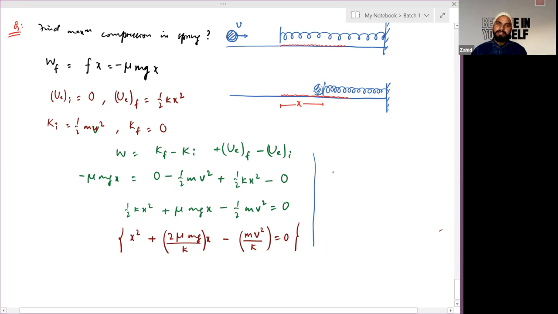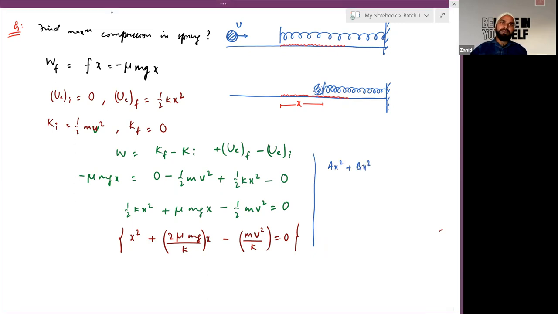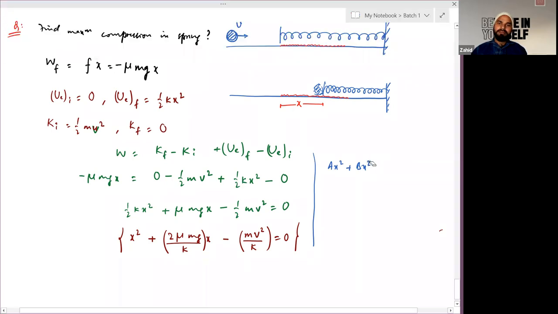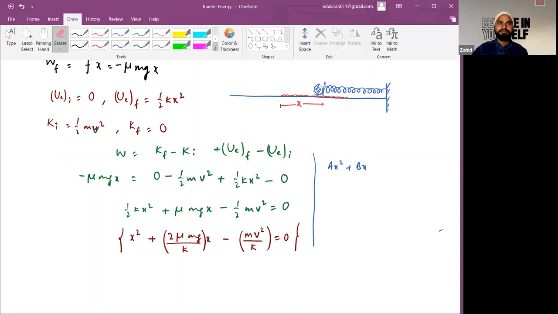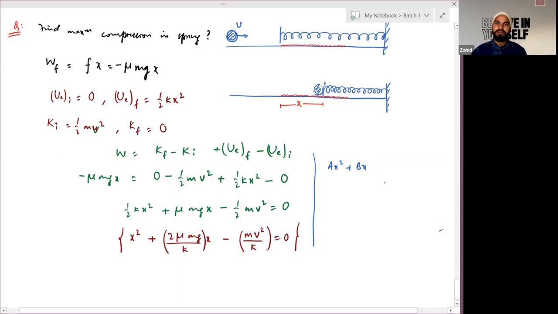You may assume this particular expression as ax squared plus bx plus c is equal to 0. So using the quadratic formula, you will get x is equal to minus b plus minus root under b square minus 4ac divided by 2 times a.